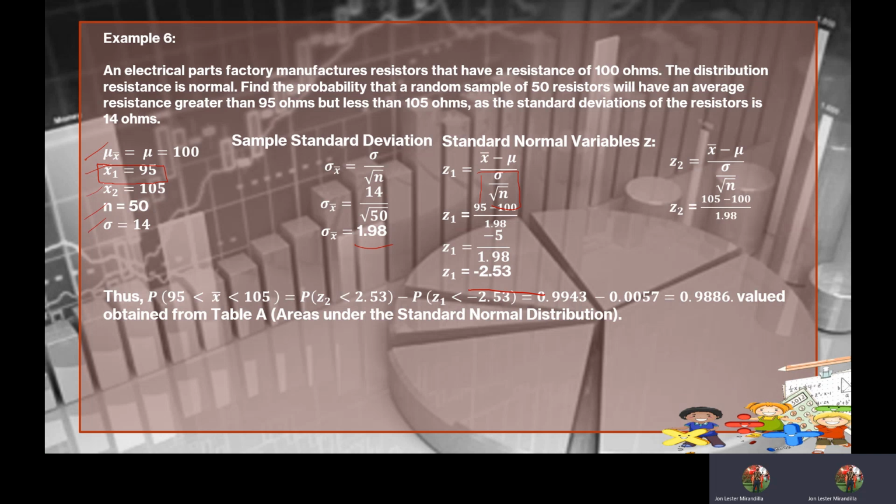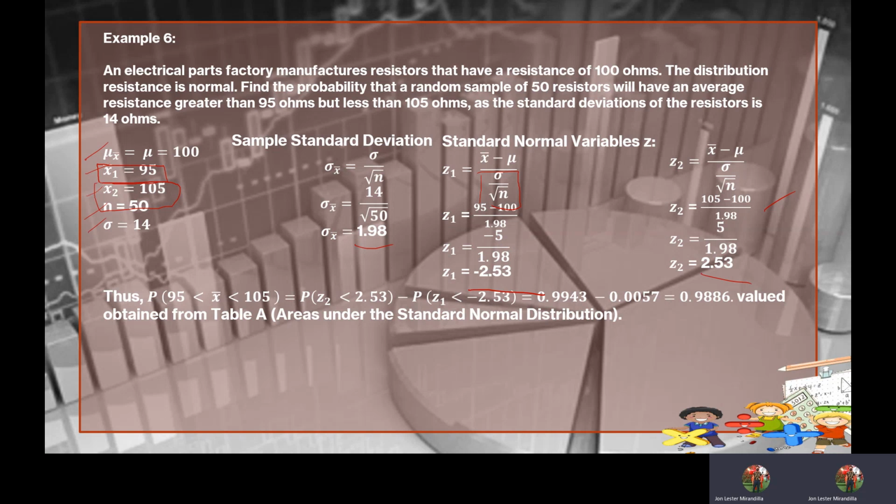So, ano naman yung ating z sub 2? Same process. Yung ating z sub 2 natin si 105. So, 105 minus 100 divided by yung ating sample standard deviation na 1.98 will give us 5 divided by 1.98. Since same lang sila, nawala lang yung sign dito. Naging positive lang ito, yung kanina negative. So 5 divided by 1.98 will give us the result of 2.53. Ngayon, kunin nyo yung inyong mga z values or yung z table nyo.